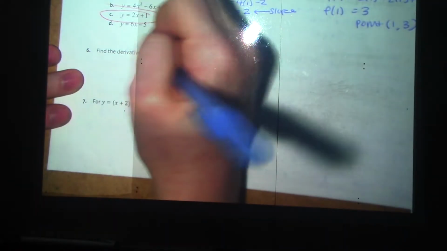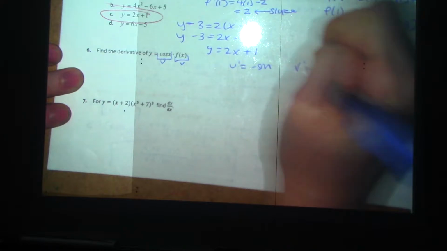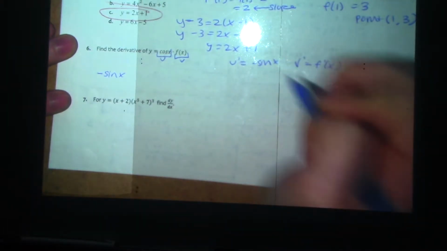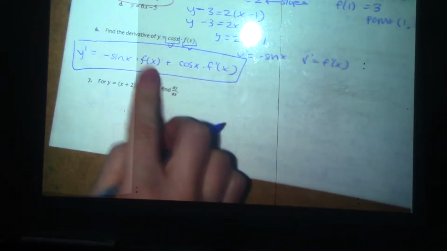Derivative of cosine of x times f of x. F of x is just some generic f. So this would be my product rule. U and v. U prime is negative sine, and v prime we would just call f prime of x. So then we've got negative sine of x times f of x plus u, which is just cosine, times f prime of x. So that would be my y prime. And I can't actually take the derivative of f because I don't know what f is.